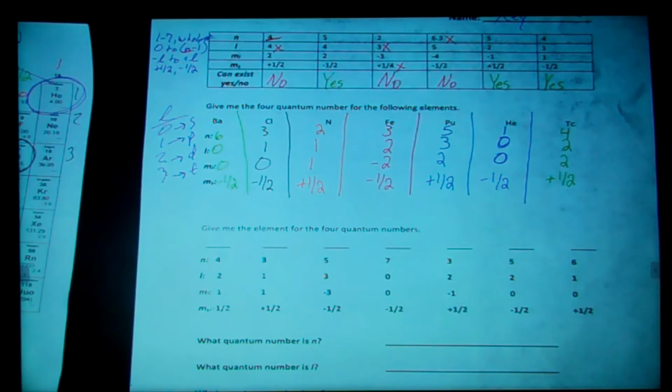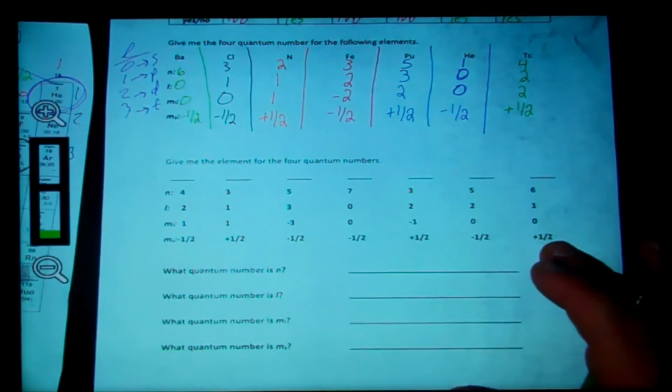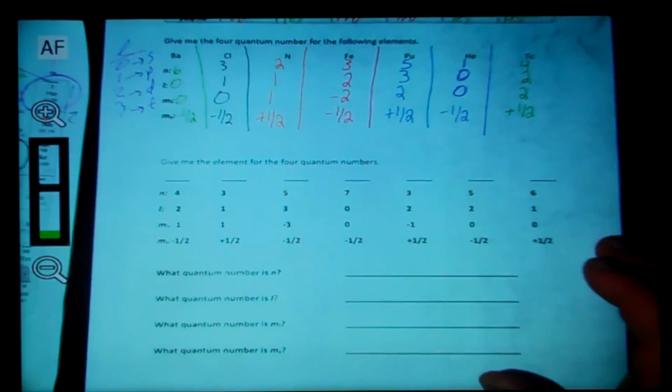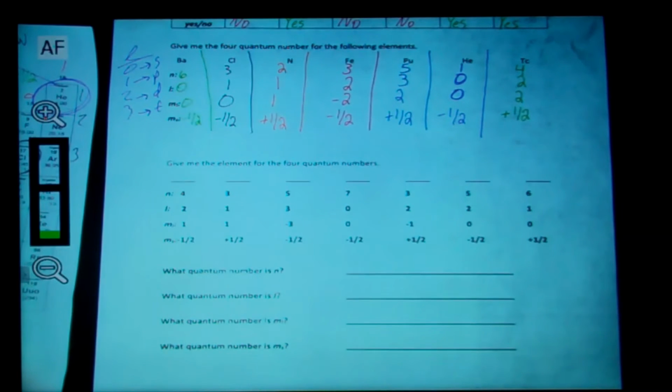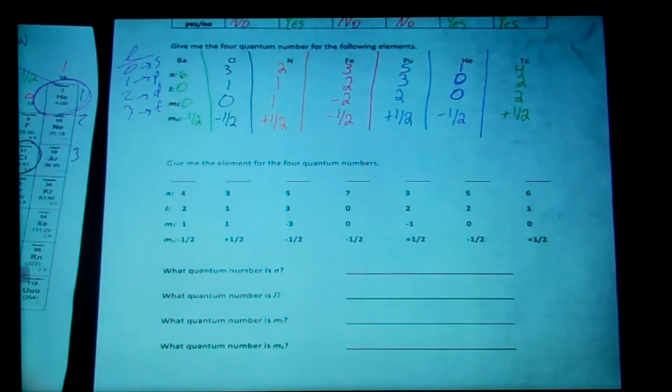So now we're going to do it the other way. These next questions flip this and take us going the other way. So this is where you have to be able to find the 4 quantum numbers, and with the 4 quantum numbers you have to be able to find an element. So you're going to follow the same set of rules, just a couple little differences.